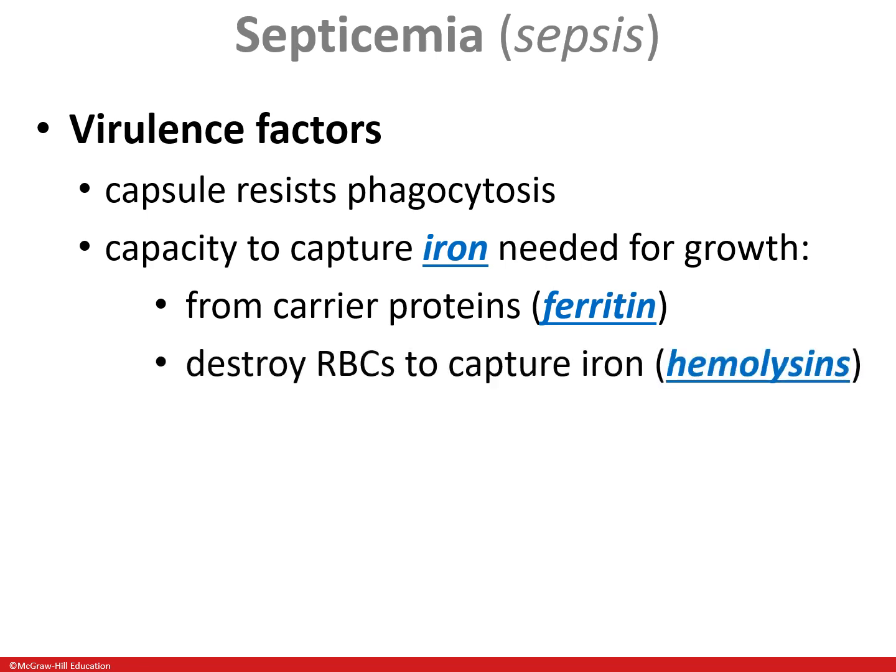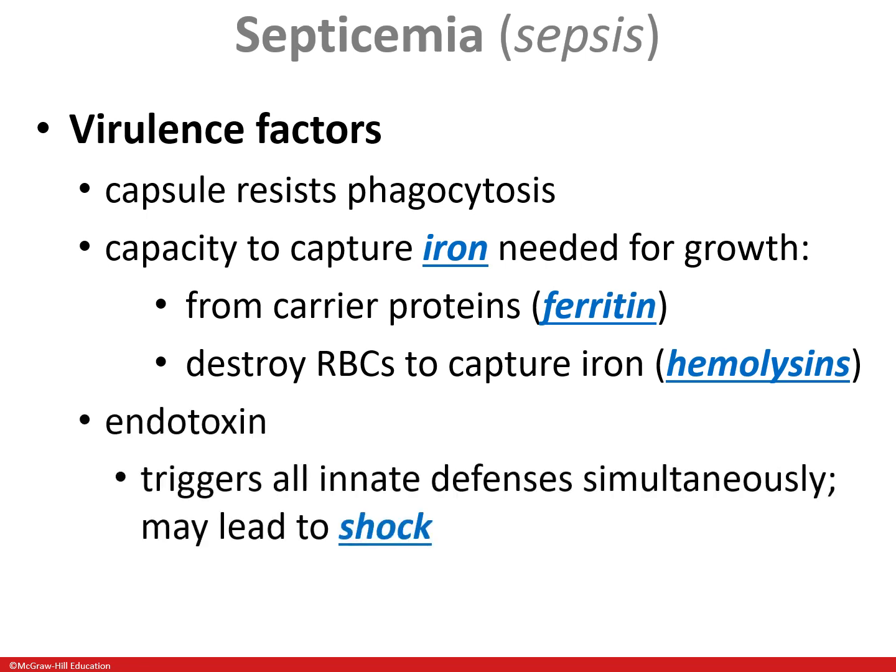Others just literally destroy red blood cells that they come in contact with, which again is a very rich source of iron. So recall that hemolysins are going to be a virulence factor that many of these bacteria carry. And again, we said gram-negative bacteria are very commonly the cause of sepsis, which means they are able to trigger your innate defenses and can lead to shock.